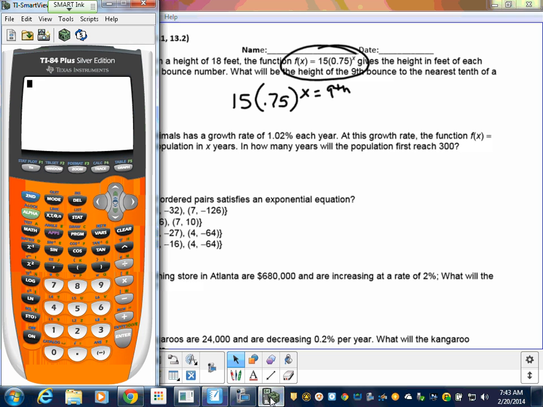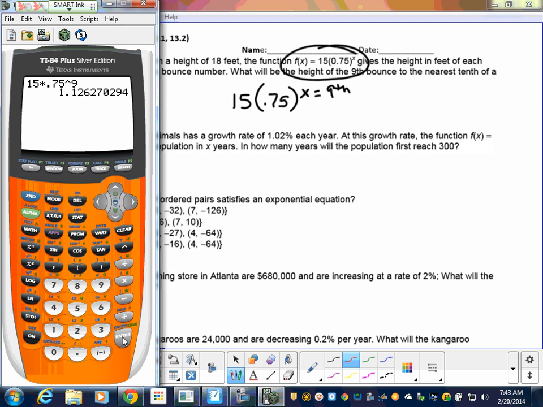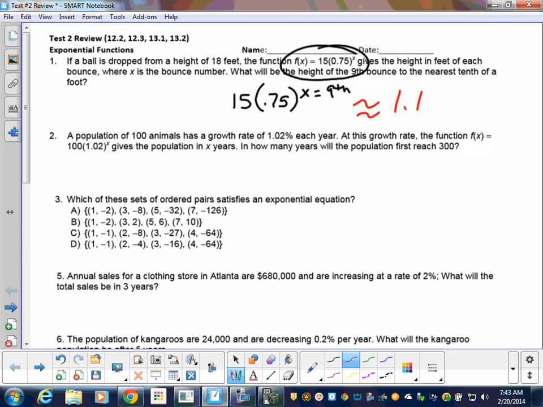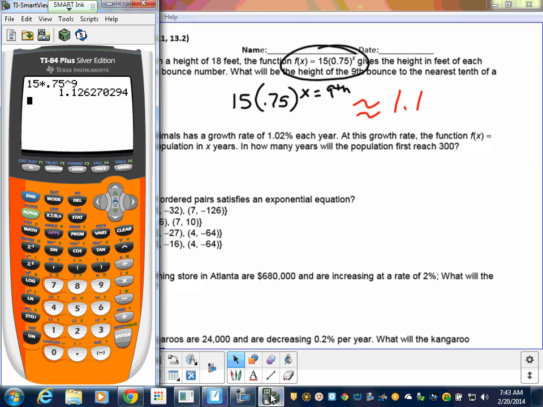So now, guys, it's just a matter of plugging the numbers into the equation here. So it's 15 times 0.75 to the 9th. And the directions say round it off to the nearest tenth. So this is going to be approximately 1.1 feet. Again, I know where to round this off by looking at that 2. When you round to the nearest tenth, you look at the nearest hundredth. That's a 2. So it means stay at this.